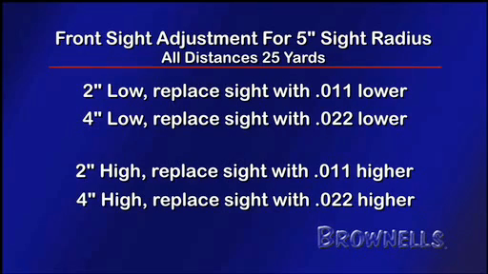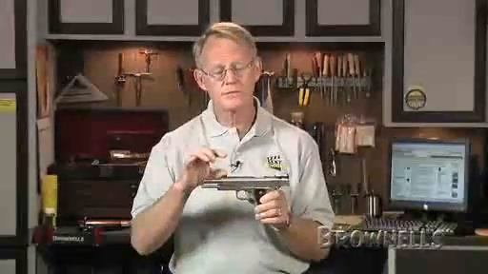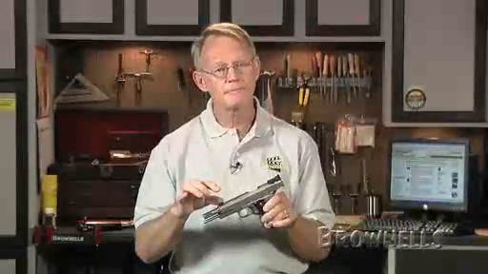Normally, if you have a gun that's shooting 2 inches low at 25 yards, you want to take about 11 thousandths off of the front sight. If it's 4 inches low, you can double that figure. It'll be 22 thousandths. And if the gun's shooting high, you just reverse that process. And remember that whenever you lower the front sight, it's going to raise bullet impact. When you raise the front sight, it's going to lower bullet impact.